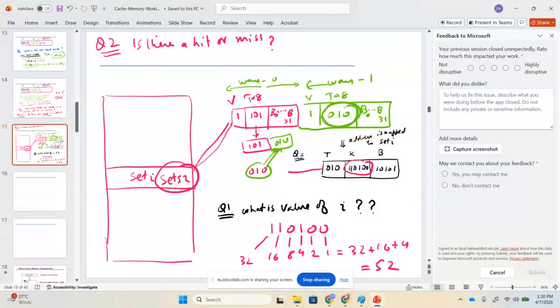Got it or not got it? So it's a hit. Yes, it's a hit. Is it a hit in way 0 or way 1? Way 1. In way 1. Question number 3.